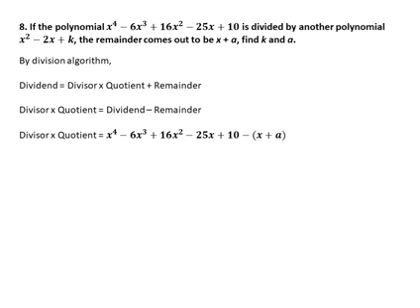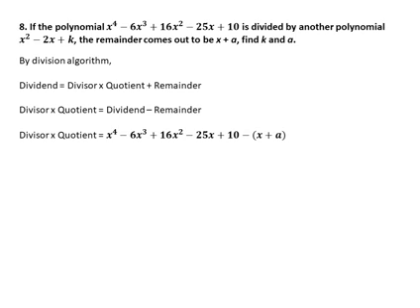Now, if I subtract the remainder from the dividend, what will come? So x power of 4 minus 6x cube plus 16x square minus 25x plus 10 minus, here in the remainder they have given two terms, so for that we need to write in a bracket. So if I write in the bracket, minus of (x plus a).